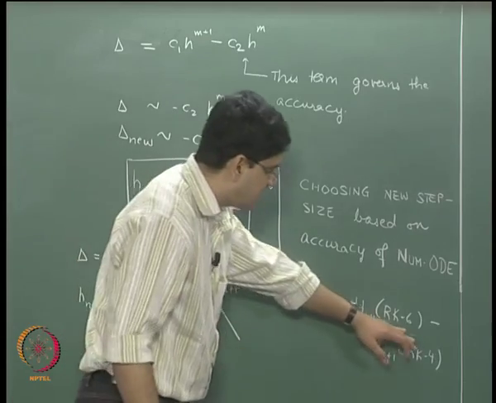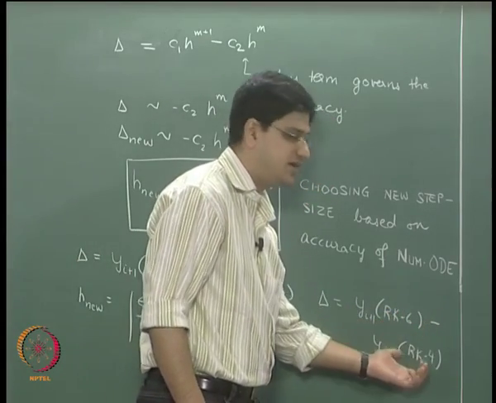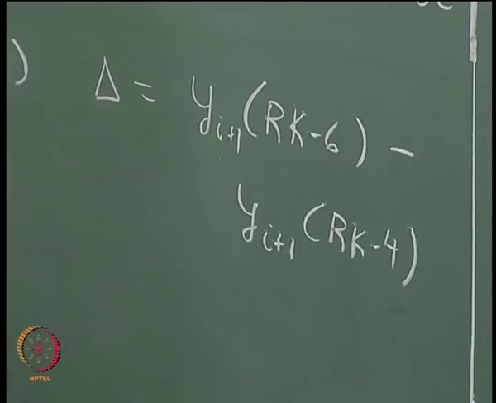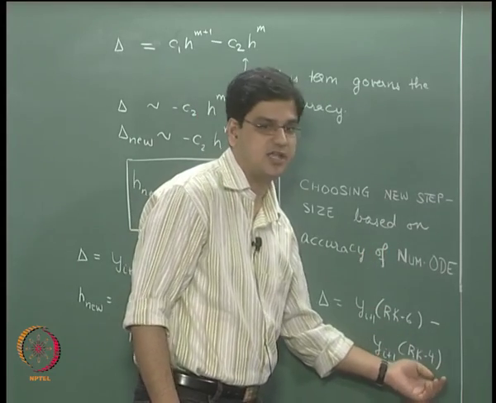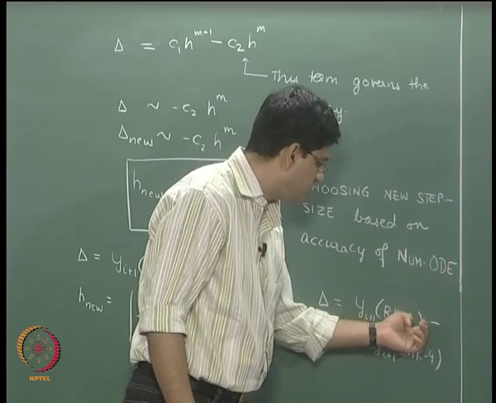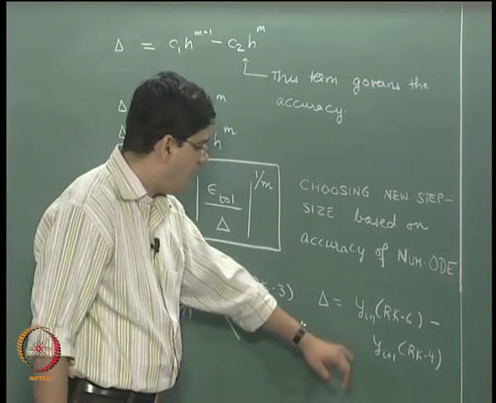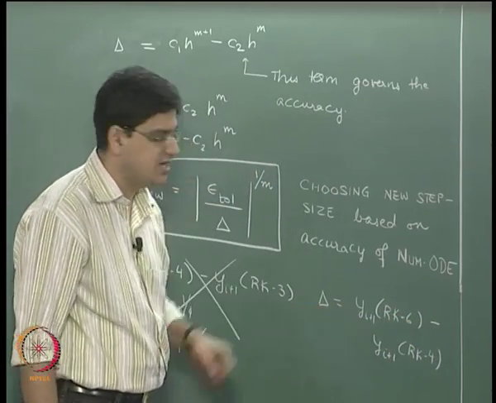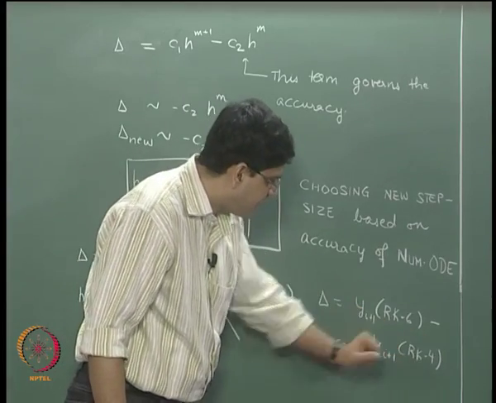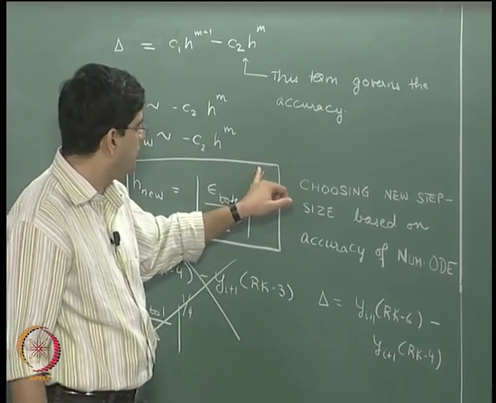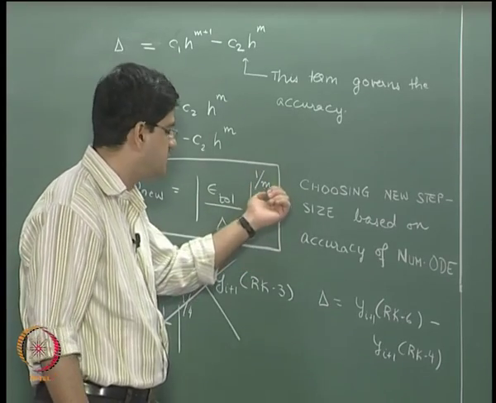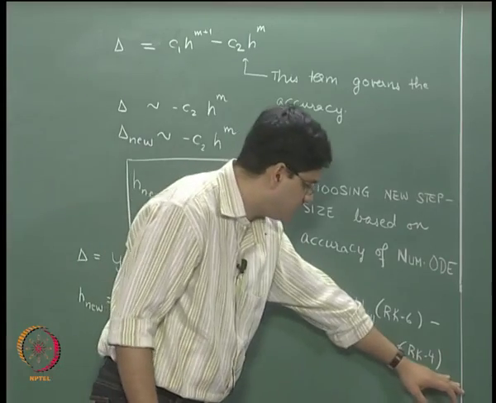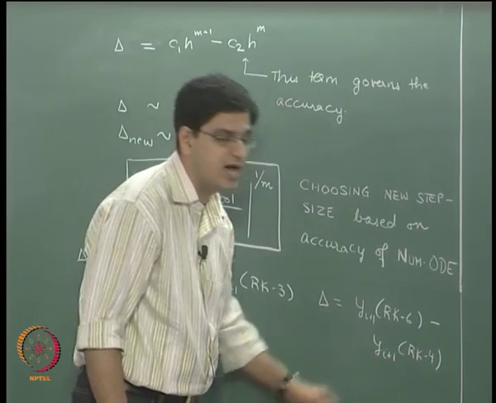Remember, the reason we are doing RK6 minus RK4 and not RK5 minus RK4 is very simple, because the RK6 method is h to the power 6 accurate, whereas the RK5 method has the same order of accuracy as the RK4 method. As a result, we are going to take RK6 minus RK4 as the difference delta. So now when we take this particular difference delta, we will have in this term epsilon divided by delta to the power 1 by m, this m is going to be equal to 5, that is because the leading error is governed by the RK4 method.